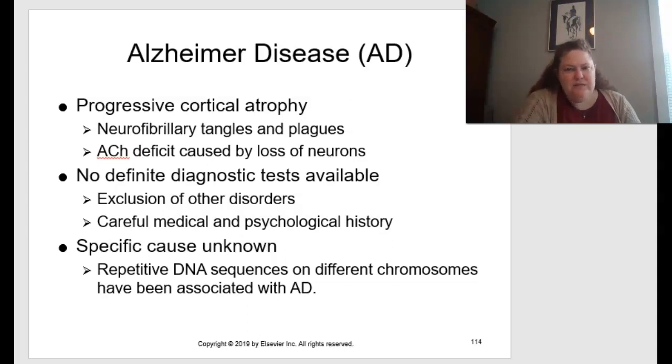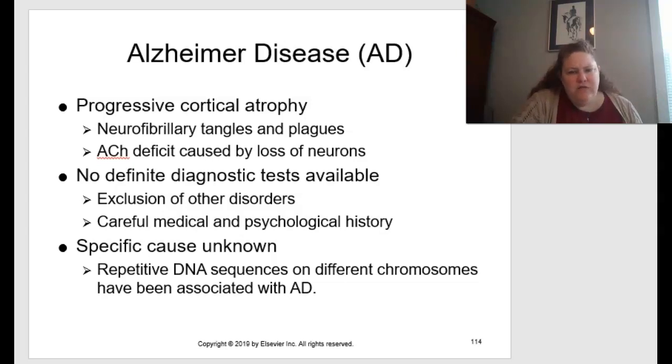Okay, this one is a progressive cortical atrophy, and this is caused by neurofibrillary tangles and plaques. The acetylcholine deficit is caused by the loss of neurons, and so we don't really have a definitive diagnostic test that we can do to say, oh yeah, you have Alzheimer's disease, right? But we do have tests that we can do to exclude other disorders.